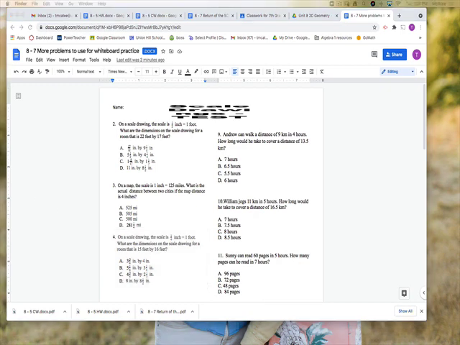Okay, this one is a little different because I need to set up two kind of separate problems. They want the dimensions on a scale drawing.